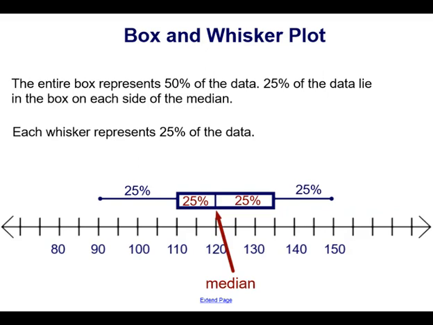Now, the entire box represents 50% of the data, and then 25% of the data lie in the box on each side of the median. So you see you have your 25% plus your 25%, that's giving you your 50% of the data in the box, and then each whisker is representing the other 25%, right? Altogether, you have 100%, starting at your minimum, going all the way to your maximum, and again, the box is dividing that into half. So you get 50% in the box and 50% out of the box when you look and interpret your box and whisker plot.